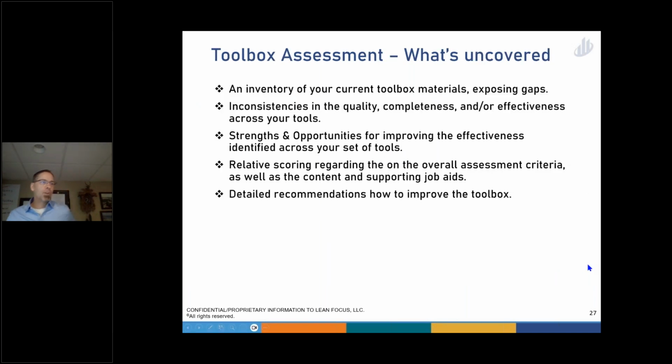Okay, so what's uncovered? I didn't cover this, but even just the inventory of what's in the current toolbox, a lot of times that's telling and provides some understanding of where we're at in the complexity of our toolbox. Certainly the inconsistencies, incompleteness, we provide the strengths and opportunities as well as the relative scoring and detailed recommendations on how to improve.